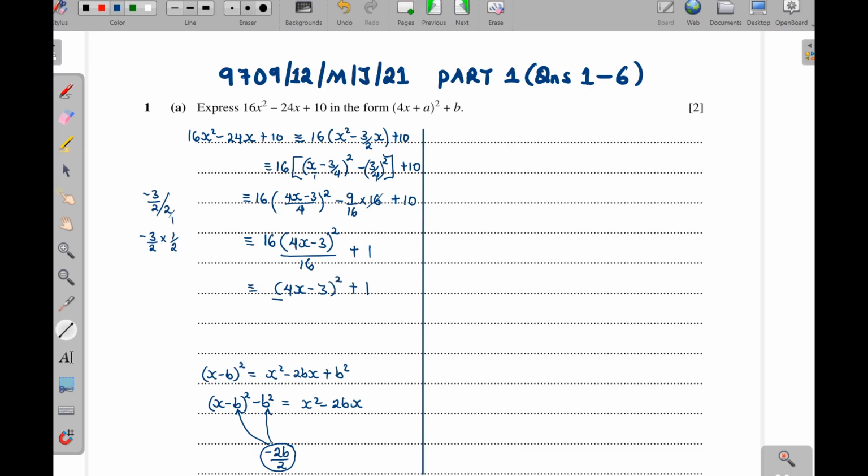That is that. Alternatively, expanding brackets and then we equate coefficients, what are we going to have? So we have this 16x squared minus 24x plus 10, which is the same as this 4x here, then plus a squared, then plus b.